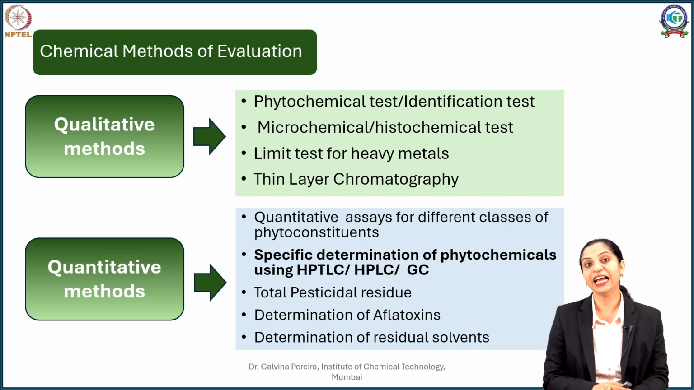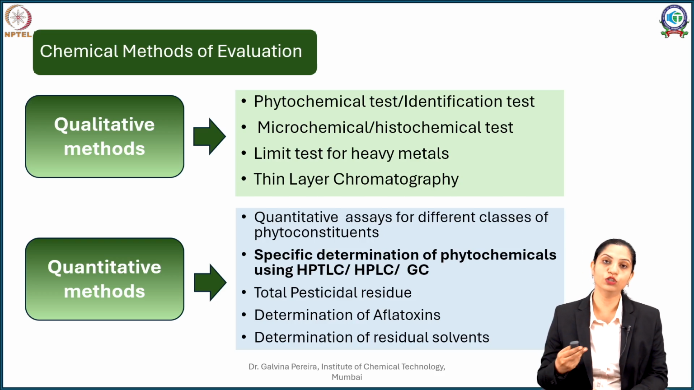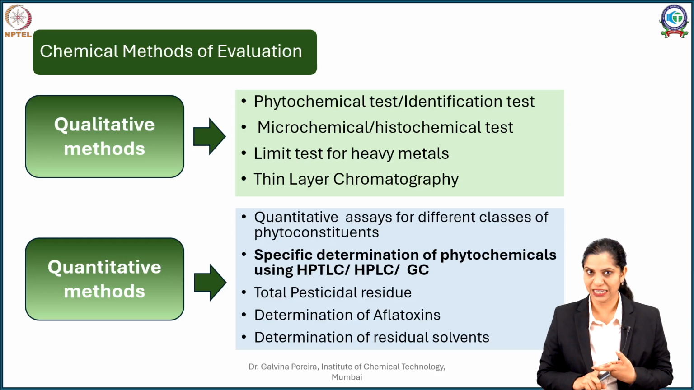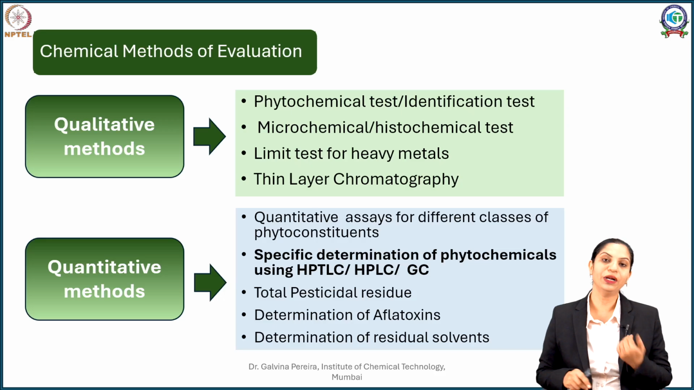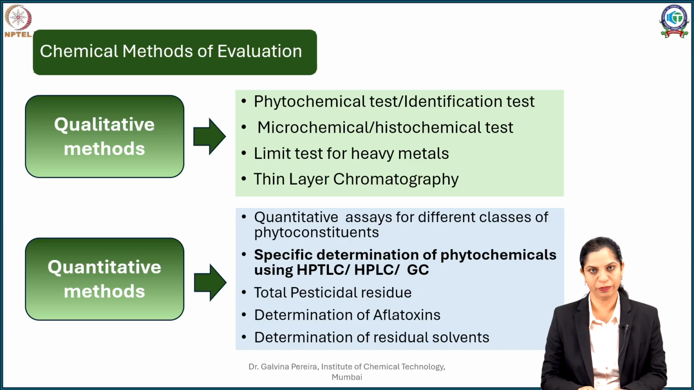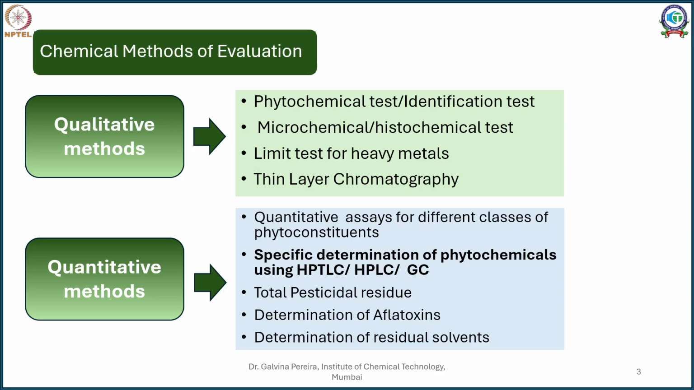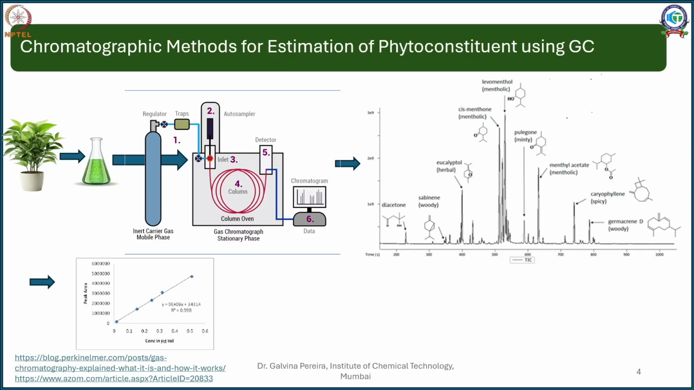Previously, in the HPLC method, we also saw that HPLC could be used for determination of pesticides, it could be used for determination of aflatoxins. Not only that, it could be used for quantification of the majority of your phytochemicals. Now in today's session we will see the gas chromatographic method.